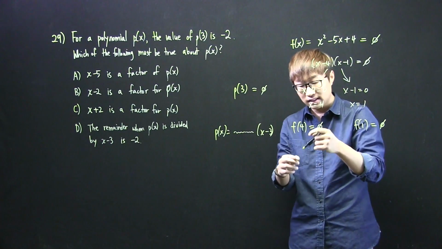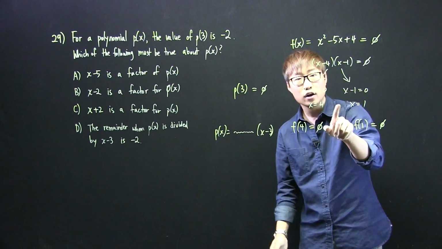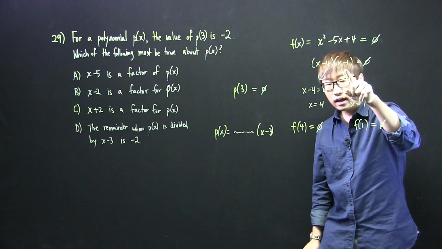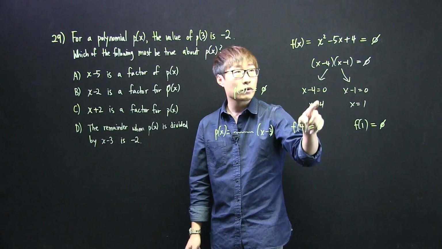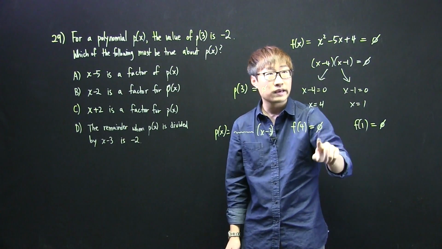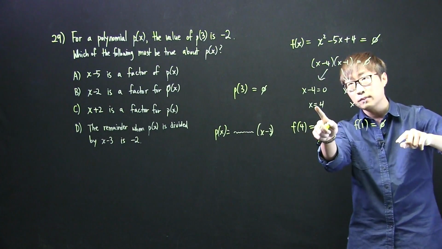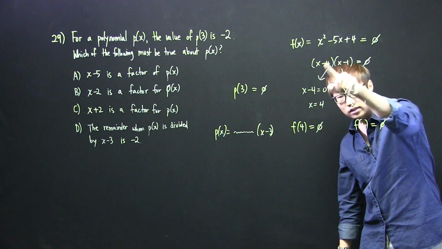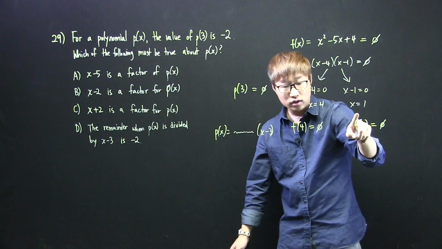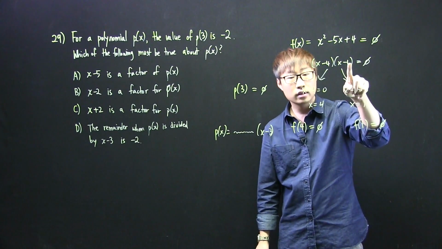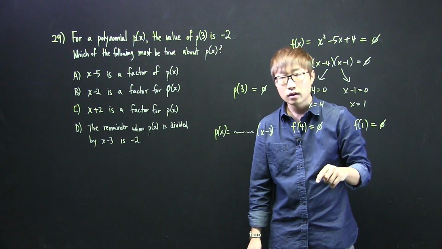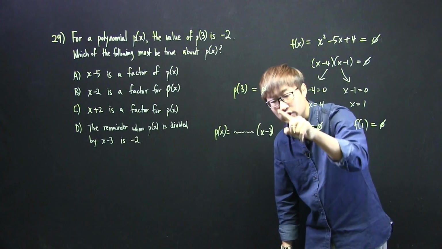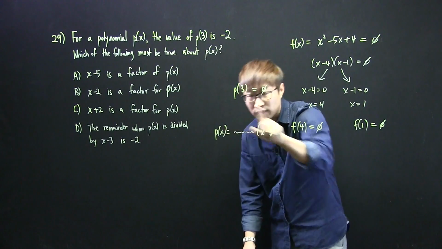If p of 3 was 0. Does that make sense? Because that's the same logic as what we did over here. We solved that x was 4 and x was 1 because we factored it out, and then we solved for those values. So when we plug it back in here, we should get a 0 because they are factors. The x equal to 4 came from x minus 4 equal to 0, and the x equal to 1 came from x minus 1 equal to 0. So if p of 3 was 0, then that means x minus 3 should be a factor of p of x, whatever the p of x is.